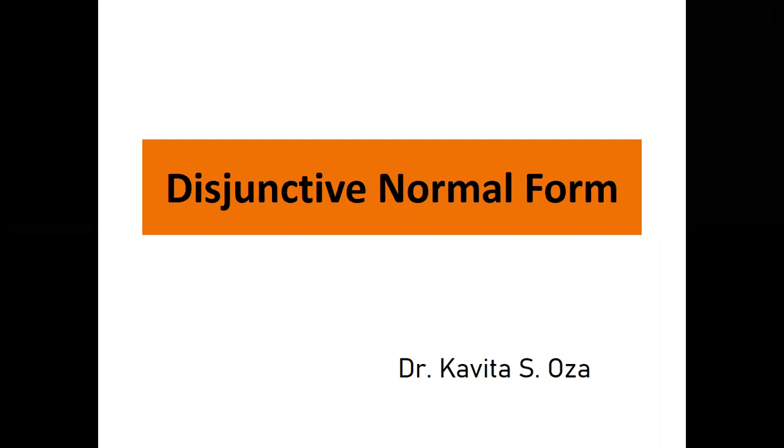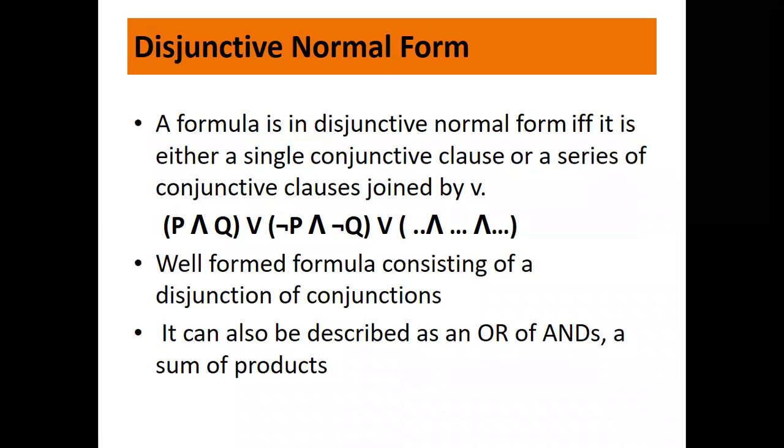Today we'll discuss disjunctive normal form. In the previous session we talked about prenex normal form. We'll be talking about three normal forms: prenex, disjunctive and conjunctive normal form. Prenex you have already seen in the previous lecture. Today we'll talk about disjunctive normal form. Here we'll talk about the definition, and the concept will be made clearer using examples. It's a short video, so let us start.